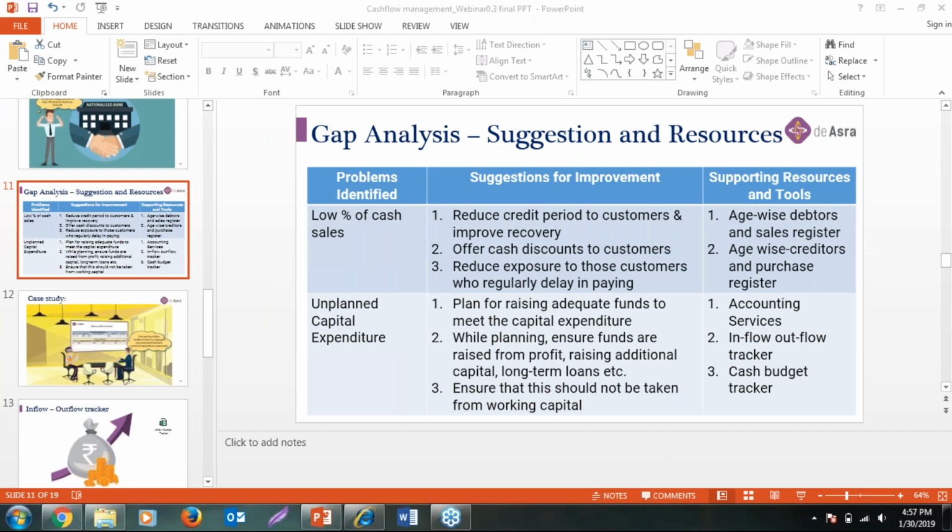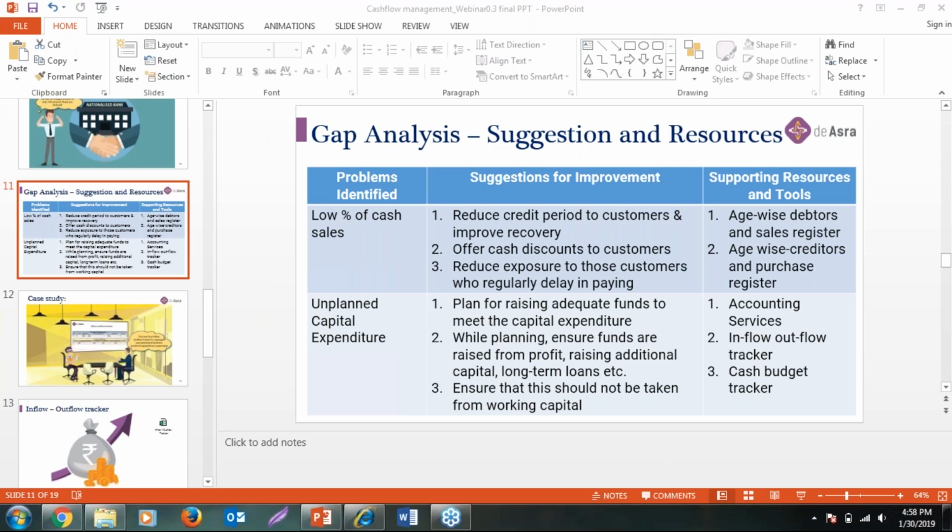So plan for raising adequate funds to meet the capital expenditure. While planning, ensure funds are raised from profits, raising additional capital, long-term loans, etc. Ensure that this is not taken from working capital, because if you take this from working capital, then you may land up in a problem again, because you will be unable to meet the daily expenses. Whatever your raw material cycle is, that may hamper again. So ensure that this is not taken from working capital. Whatever provisions you have made, you can meet the unplanned expenditure from those provisions.